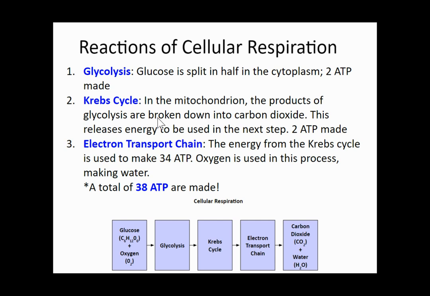And then the final step of this is something called the electron transport chain. And this is where we're going to take that energy from the Krebs cycle and we're going to use it to produce 34 ATP. In order for this process to work, we have to use oxygen and we end up making water as we use that oxygen. So at the end of this entire process, we get a total of up to 38 ATP being made.